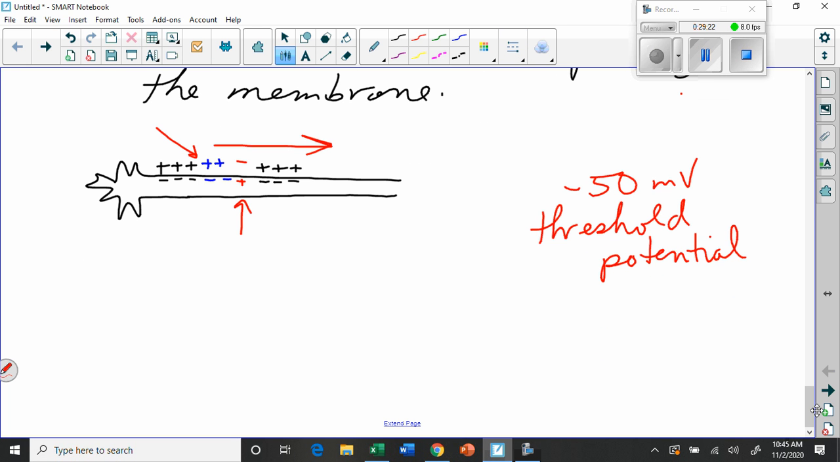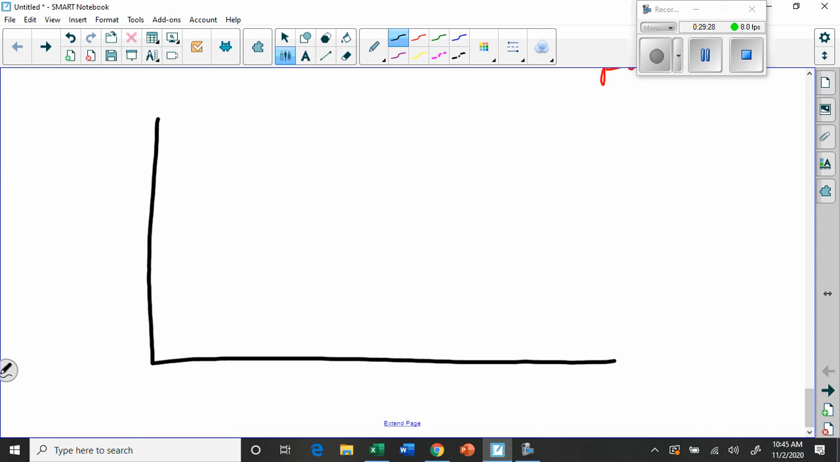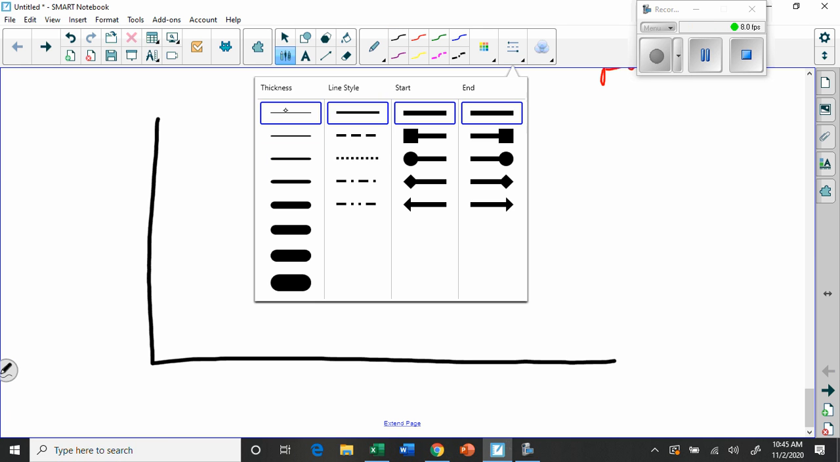Okay, so I'm gonna wrap this up with a sort of a little graph here. And on this graph, we're going to see the membrane potential on one side.